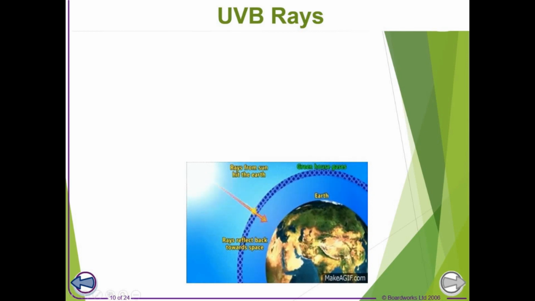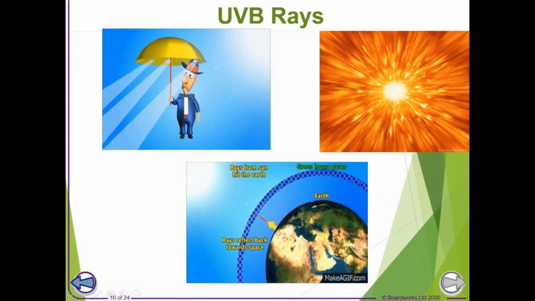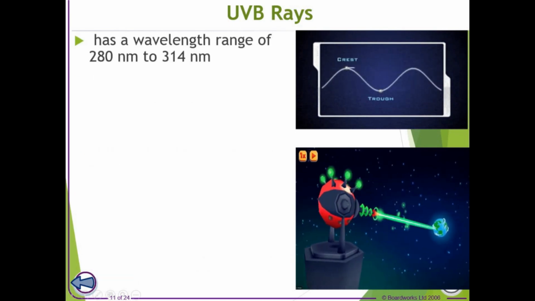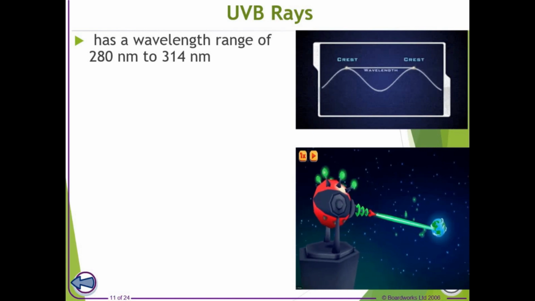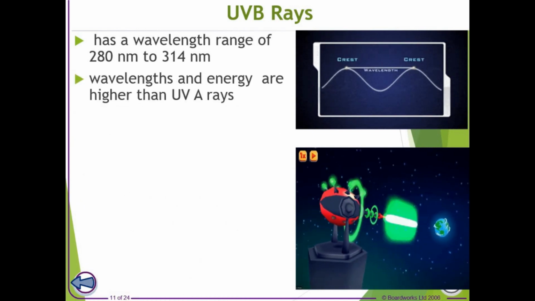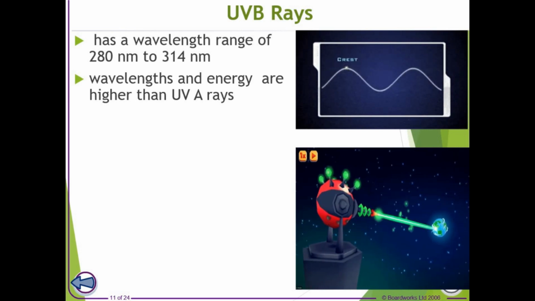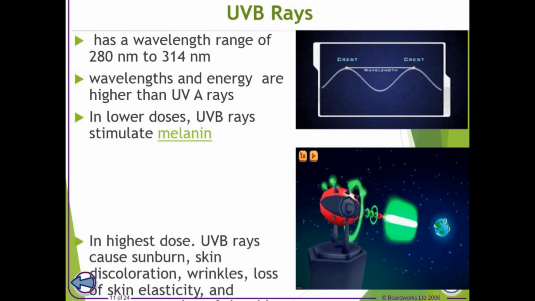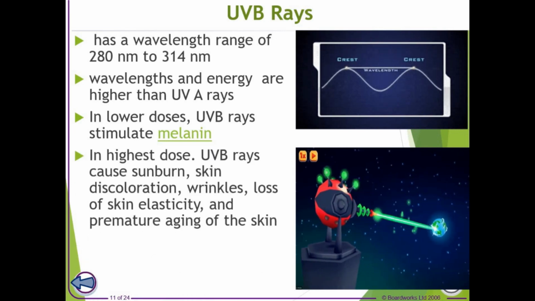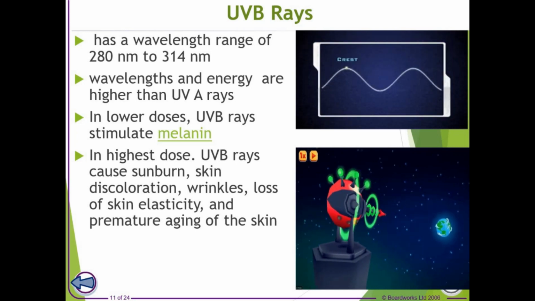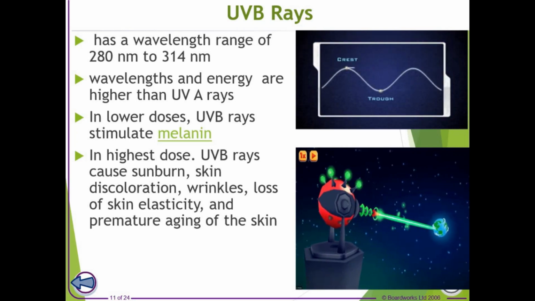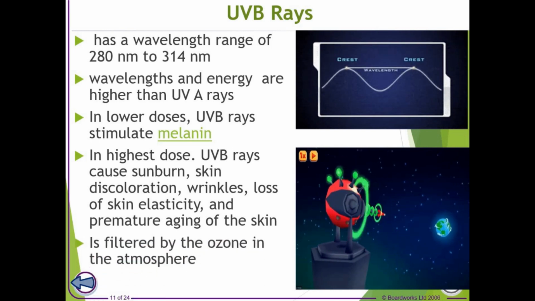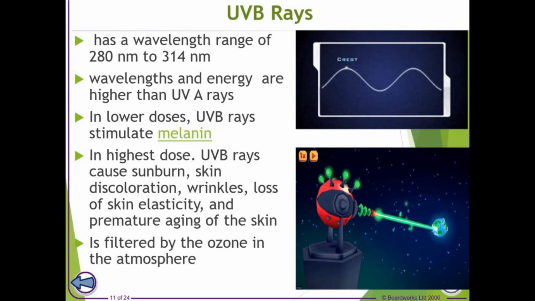What are UVB rays? UVB rays have a wavelength range of 280 nanometers to 314 nanometers. Their wavelengths and energy are higher than UVA rays. In lower doses, UVB rays stimulate melanin. In higher doses, UVB rays can cause sunburn, skin discoloration, wrinkles, loss of skin elasticity, and other signs of premature aging of the skin. And it is filtered by the ozone in the atmosphere.